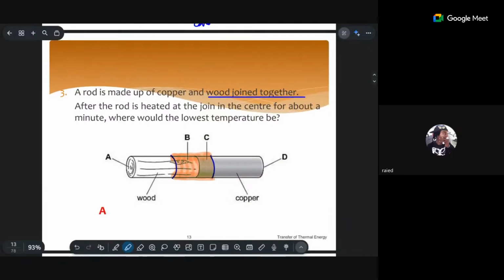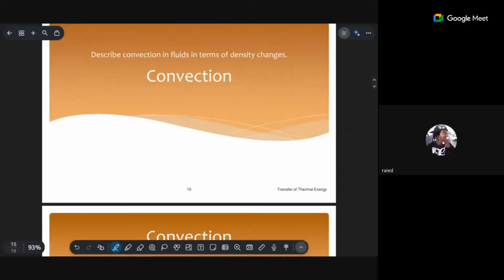After the rod is heated for about a minute, where would the lowest temperature be? The lowest temperature will be at point A, because that will not transfer the energy a lot. The same question is asked from the same diagram of the paper wrapped around it and heated. The side where the paper is getting brown is the best conductor. There are so many questions asked from this.